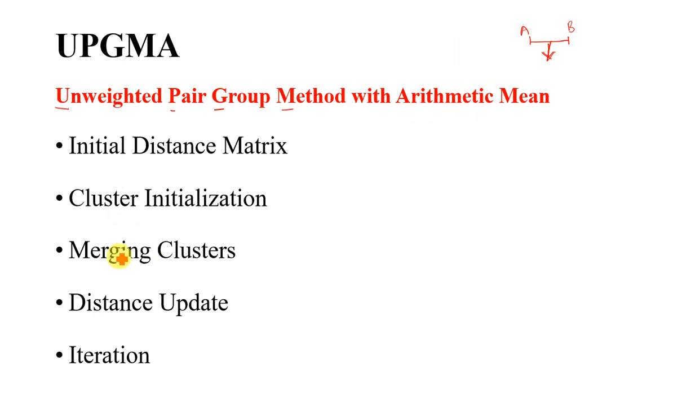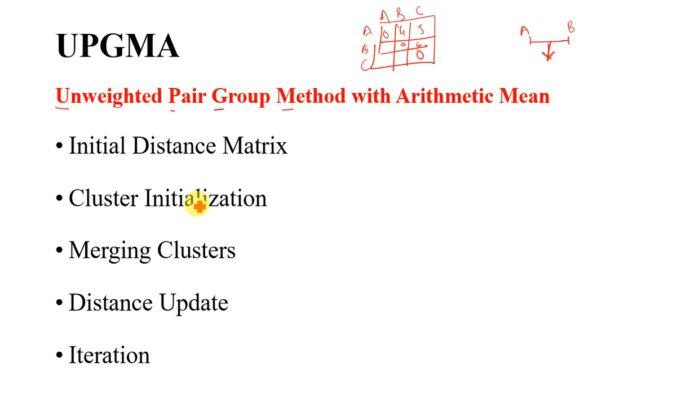Let's discuss the process, how it works. The first step is the initial distance matrix. Suppose we have a simple matrix with A, B, C on both axes, where the diagonal values are 0 and the other values are, suppose, 4, 5, 6. You will be given a simple matrix, or it may be a complex matrix, but you will be given a distance matrix.